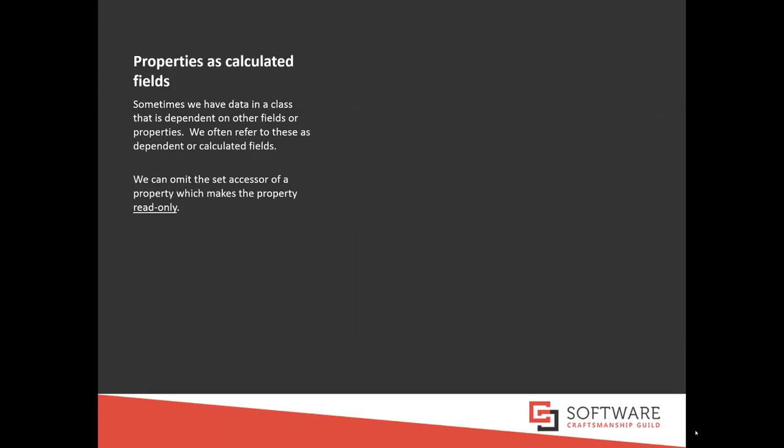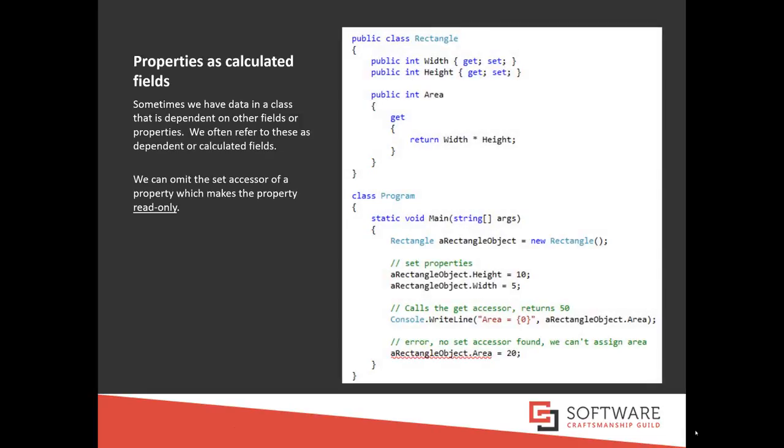Properties can also be used as calculated fields. So sometimes we have data in this class that's dependent on other fields or properties. We refer to these as dependent or calculated fields. In this case, we're going to not use the set accessor of the property. This makes the property read only. So check this out. We have a rectangle class. It has two properties on it, width and height. They have get and set accessors with no logic in them.